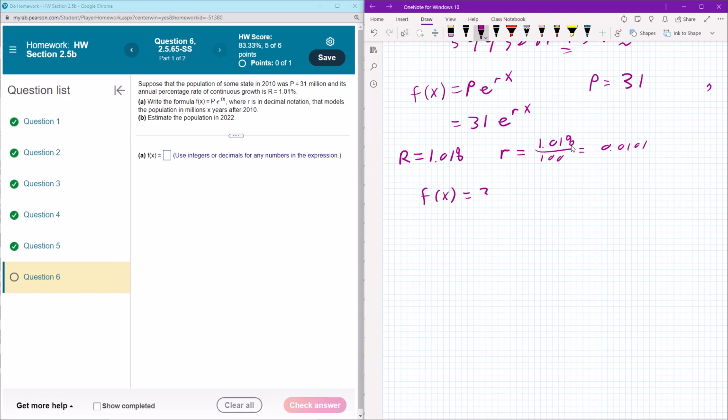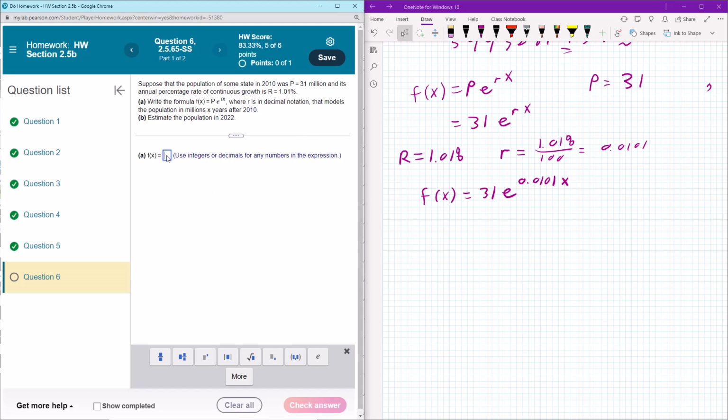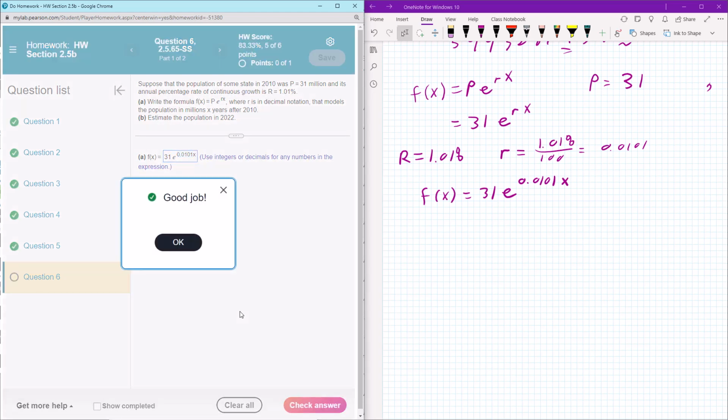So that's R. And that tells us that f of x, just putting in 0.0101 here, is going to be equal to 31 e to the 0.0101 times x. Okay, and all we need to do is put that in here. So go ahead and click on this, and we can type in 31. Now for the e, you can use the e down here, or you can just type in e. And then for the exponent, you can use this little button right here, and then we will just type in 0.0101x. And there you go.